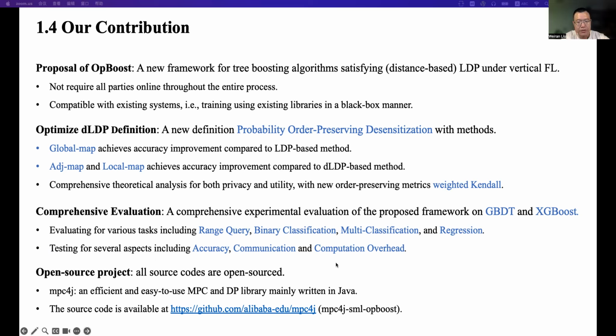OP-Boost has been open sourced. It is included in the project MPC4J, an efficient and easy to use MPC and DP library mainly written in Java. The source code is available at the module mpc4j-sml-opboost.